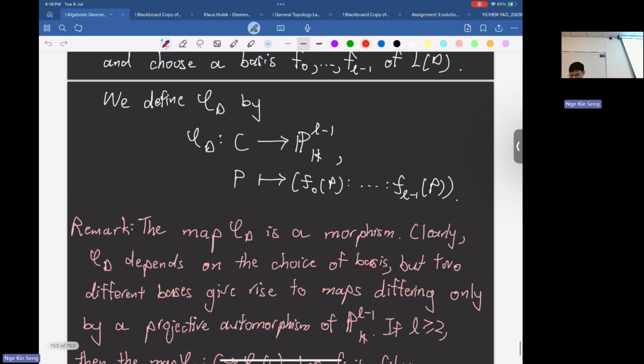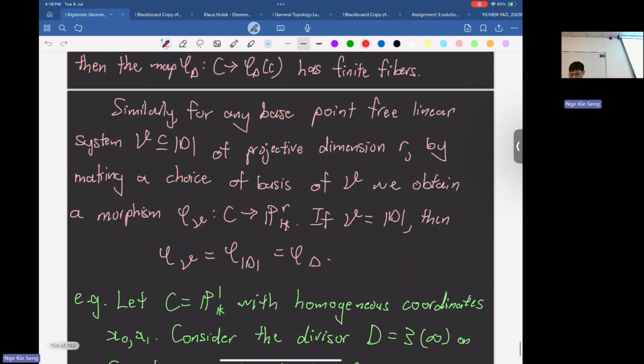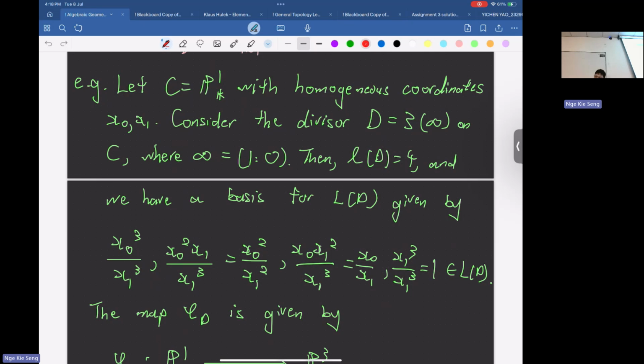Let me show you one example here. Let's say we start with a P1. The homogeneous coordinates are x0, x1, because you use A2 to build your P1. Then let's consider this divisor, 3 times infinity, meaning it has multiplicity 3 at infinity as a zero. Infinity here is [1,0]; we fix [1,0] as the infinity point. Then what is L(D) here? You can try and figure out what L(D) is.